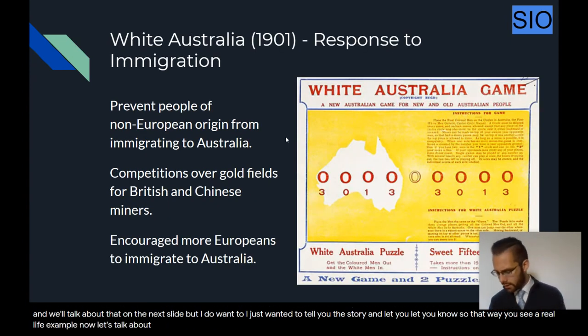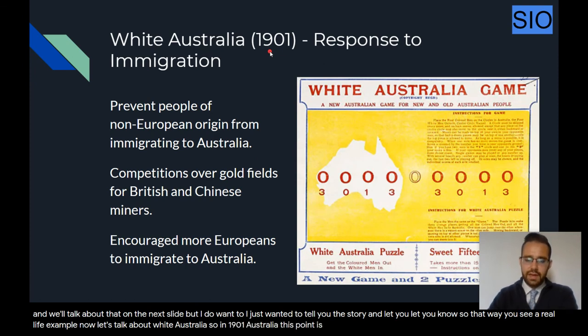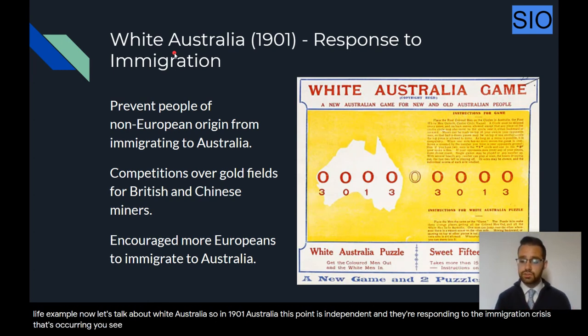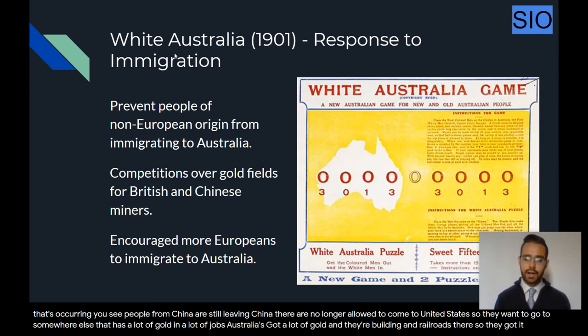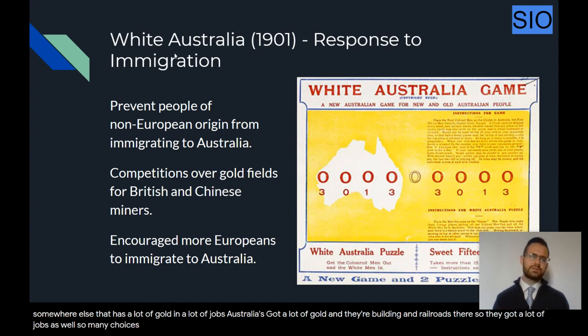Now let's talk about White Australia. So in 1901, Australia at this point is independent, and they're responding to the immigration crisis that's occurring. You see, people from China are still leaving China. They're no longer allowed to come to the United States, so they want to go to somewhere else that has a lot of gold and a lot of jobs. Australia's got a lot of gold, and they're building railroads there, so they got a lot of jobs as well. So many Chinese and other Asiatic individuals start immigrating to Australia.